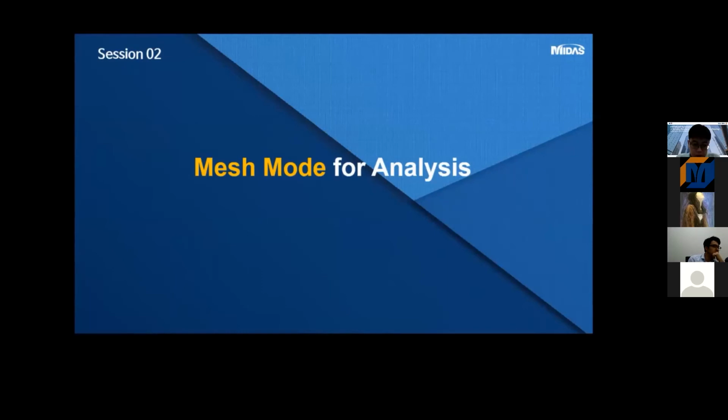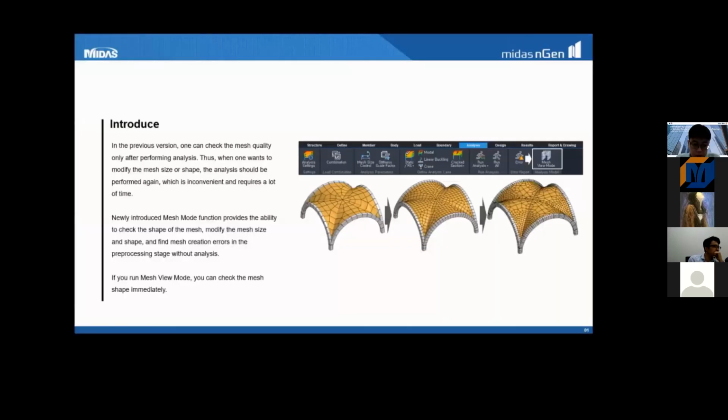Next is the mesh mode for analysis. In the previous version, one could check the mesh quality only after performing analysis. Thus, every time the user wanted to check the mesh quality, the analysis had to be performed again, which is inconvenient and time-consuming. The newly introduced mesh mode provides the ability to check and modify the mesh size and shape. Besides, mesh creation errors in the pre-processing stage can be detected without analysis.